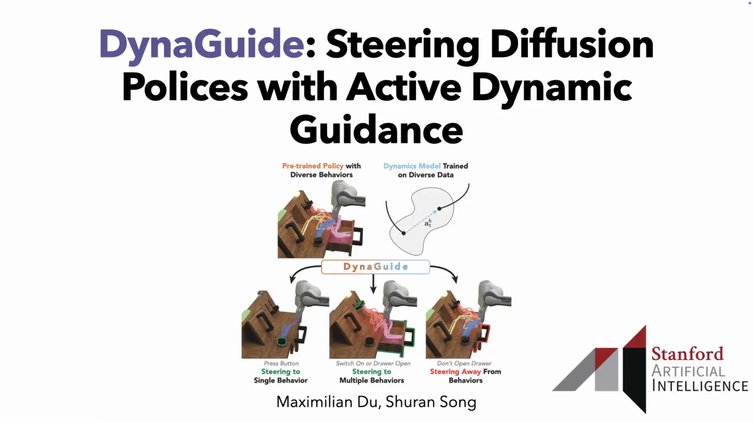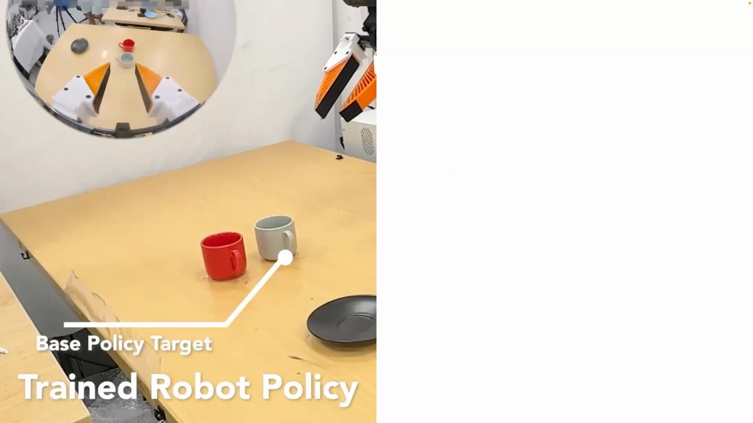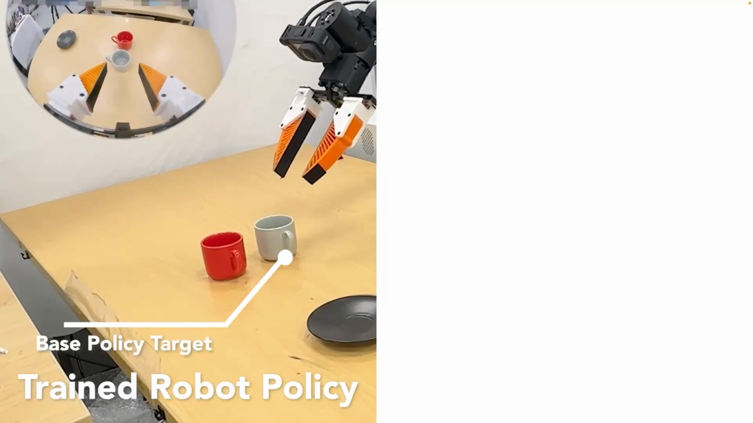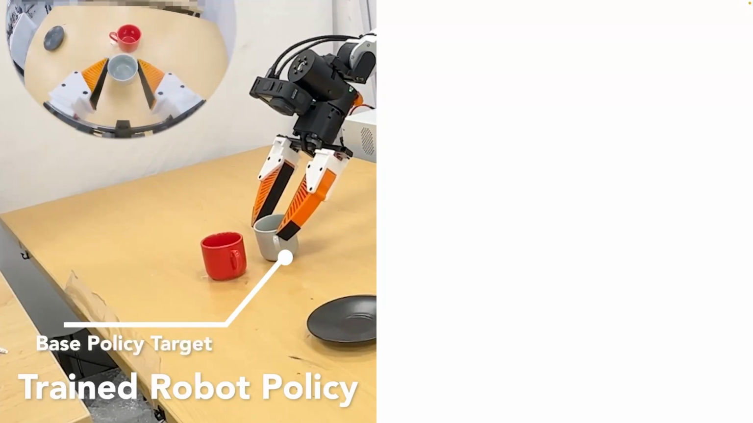We present DynaGuide, a way of steering diffusion policies with active dynamic guidance. Consider this robot policy trained to pick up coffee cups. If there are multiple cups on the table, it will typically pick up the closer one. But let's say we wanted the red cup. This is where DynaGuide comes in.